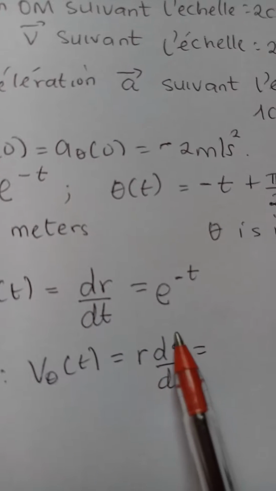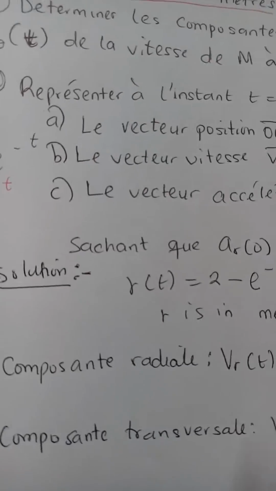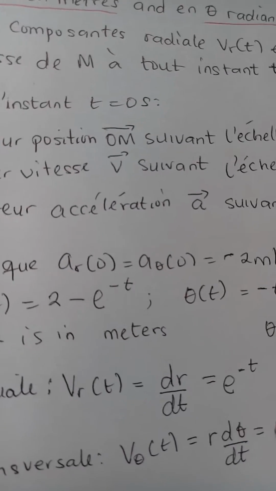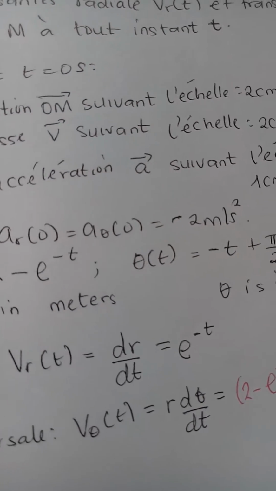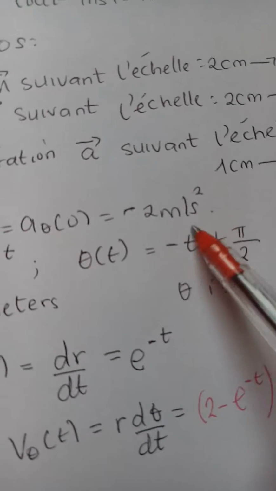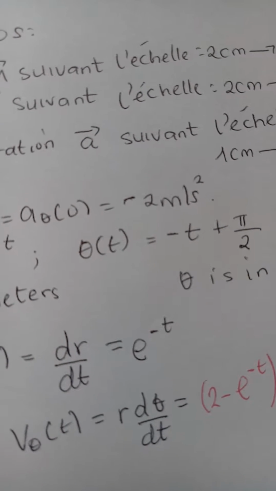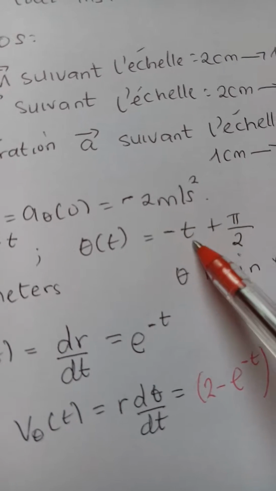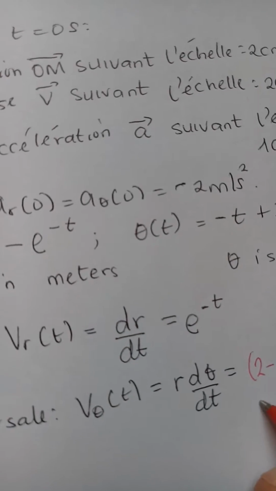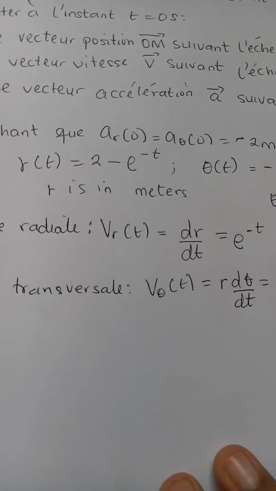So V theta of t is r d theta over dt, and we said r, that's this r, is 2 minus exponential minus t. Then we derive d theta over dt, that is, we derive this. So what's the derivative of this? Pi over 2 is a constant, so it goes out, and the derivative of minus t is minus 1. So we're having minus 1. So this is the same thing as minus 2 minus exponential minus t.